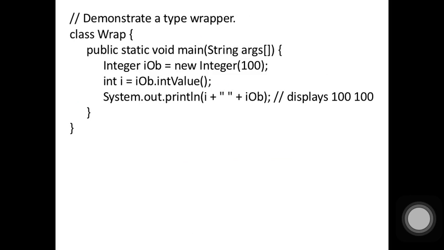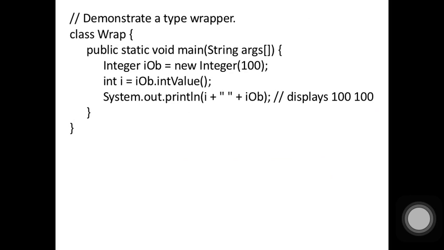And we'll see a simple example of how it works. Define a class with the name Wrap, and inside the class we have a main method. In the main method, define one Integer object with the name iob, and you are creating memory for iob by means of the new operator, passing a value 100. Now the Integer constructor is going to be invoked, and the value you are passing, 100, is going to be assigned to this iob object.